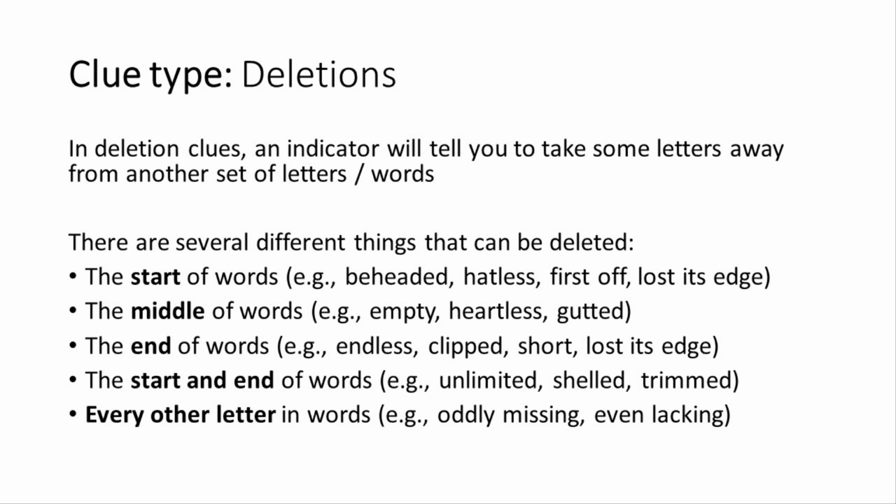The next clue type is deletions. In deletion clues, an indicator will tell you to take some letters away from another set of letters or words. There are several different things that can be deleted. For example, the start of the word. If you took a cross and removed its head, you would get cross. Other indicators for removing the start of a word could be first off or lost its edge, which could also apply to the end of words. You could remove the middle of words, the start and end of words, or even every other letter in words, or some other bizarre pattern.